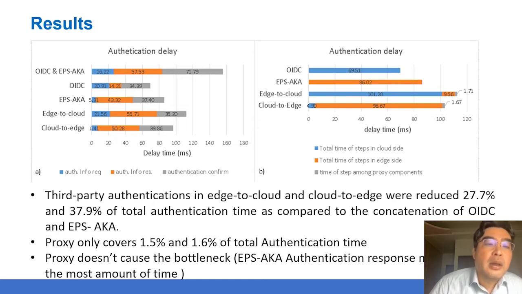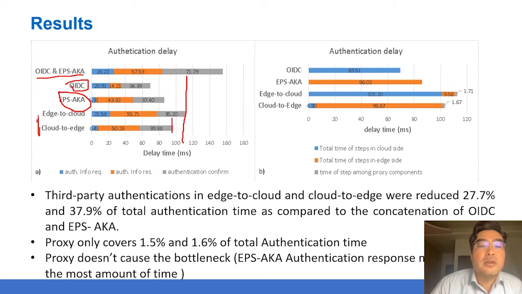Okay, you can see that here you can do authentication on OIDC or authentication on 3GPP, or you can do two of them together. So this and this concatenated together will be this. Or you can do the federated one. The federated one appears to be shorter than this. So this is shorter.